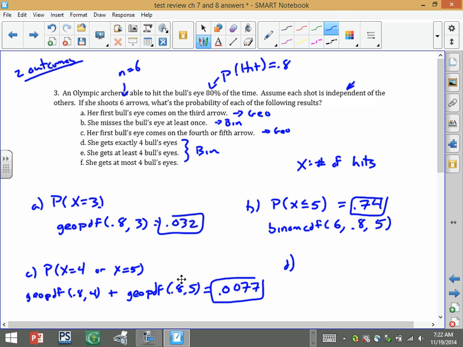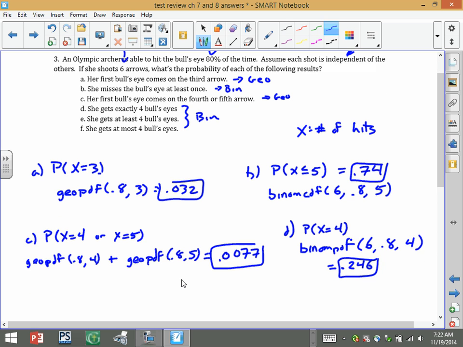She gets exactly 4 bullseyes. So here we're just taking the 6 shots. It's not until success, so this is a binomial PDF. So out of the 6 shots with an 80% probability that we're at 4, and that's going to be 0.246.